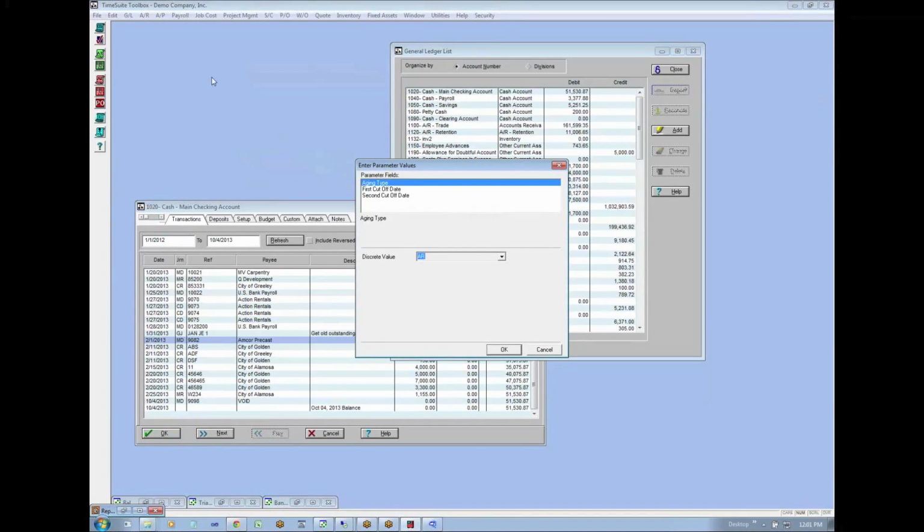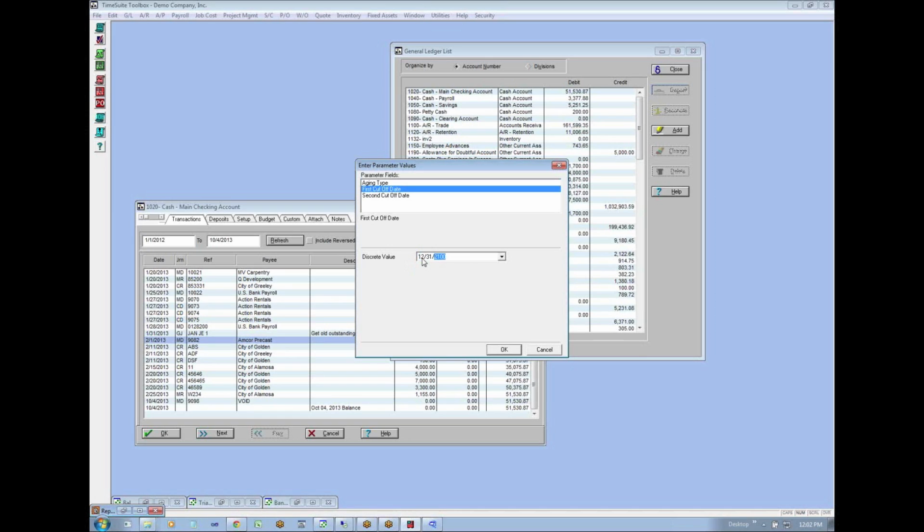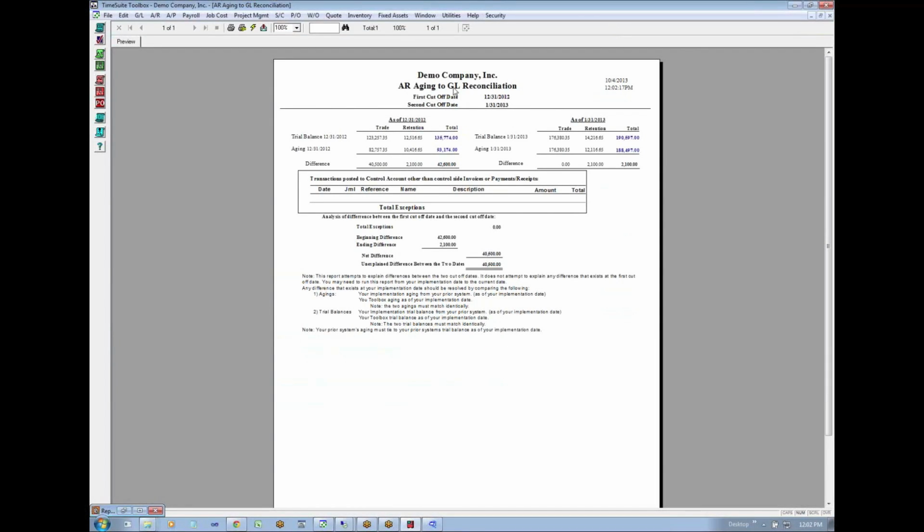Now, by the way, that same exact report is in the menu system under accounts payable, and if you run it under accounts payable, you still have to select accounts payable. But just so you know, that's how you do that. So just make sure you pick whether it's receivables or payables. And then the first cutoff date would be the end of your previous fiscal year. And then the second cutoff date would be the cutoff date that you're doing your work papers for. And here you have your accounts receivable aging to GL reconciliation.